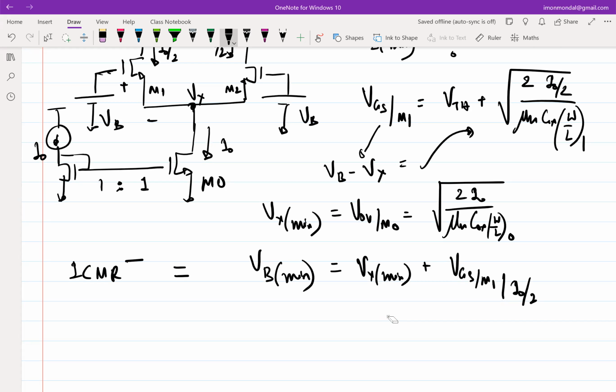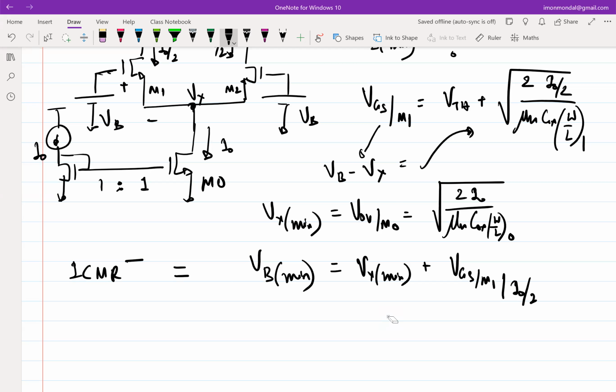Okay, so this is the minimum voltage that the common mode at the input can go before causing an issue, essentially, right? So as a designer, you sometimes have to decide what is the minimum bias voltage that you can give while keeping all transistors in saturation. So this is ICMR minus. Any questions on this?